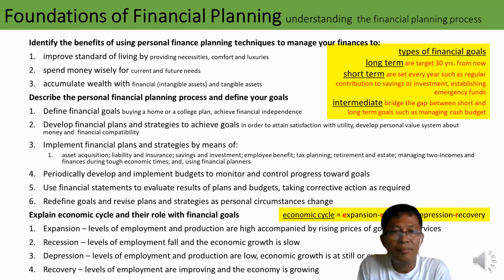Saan tayo nanggagaling? Tayo ay galing sa expansion. Nung bago ang advent ng COVID-19 in March, nandun tayo sa expansion period. Levels of employment and production are high. Tataas ang mga prices and services. Tama? Ngayon, nasaan tayo? We are now in the period of the recession. Levels of employment fall from expansion and the economic growth is slow.